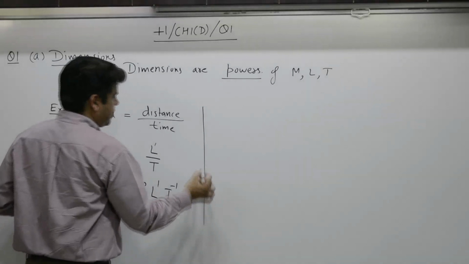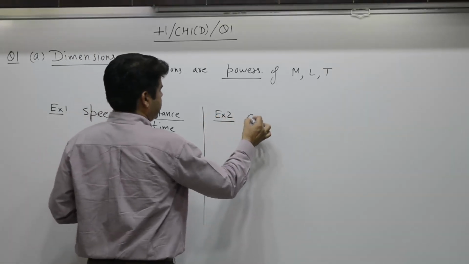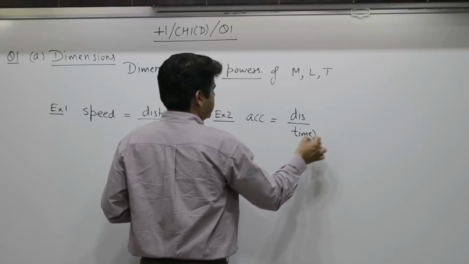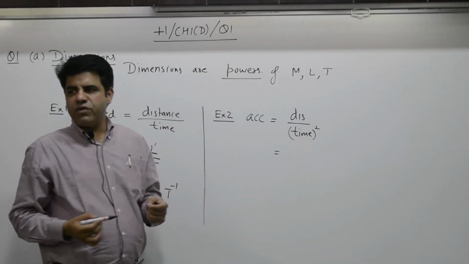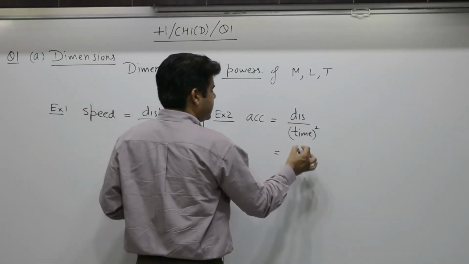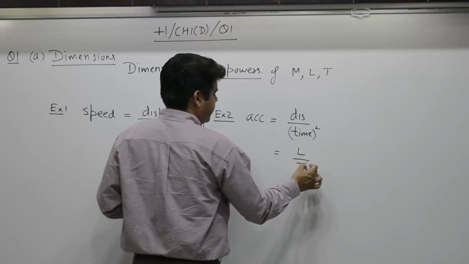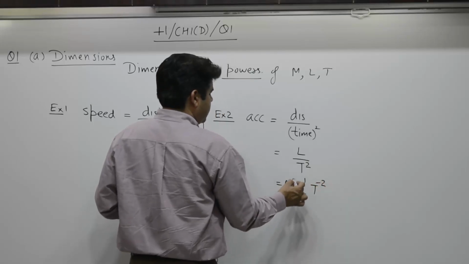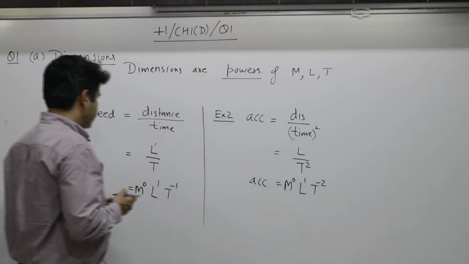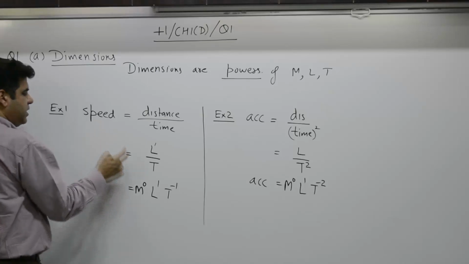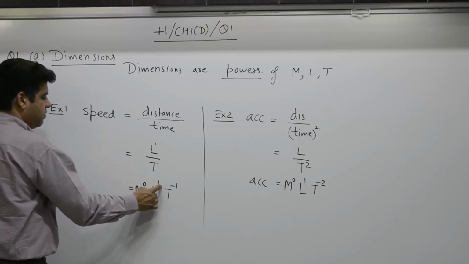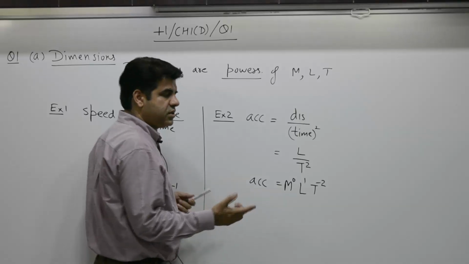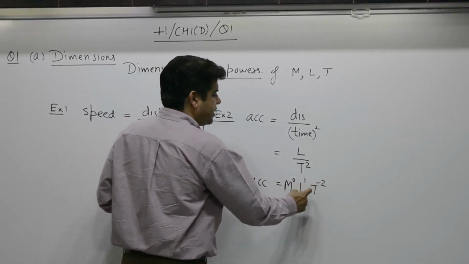This is one example. Example number 2, acceleration. Acceleration is equal to distance, displacement divided by time square. You can also write as rate of change of velocity with time, velocity by time. The result is same. Distance is what? Length, time t square, L1, t minus 2, mass is not there. So for speed, dimensions are 0 in mass, 1 in length, minus 1 in time. For acceleration, dimensions means powers, 0 in mass, 1 in length and minus 2 in time.